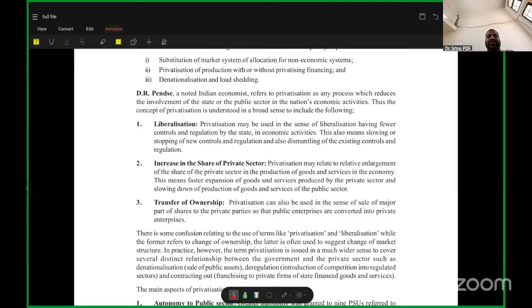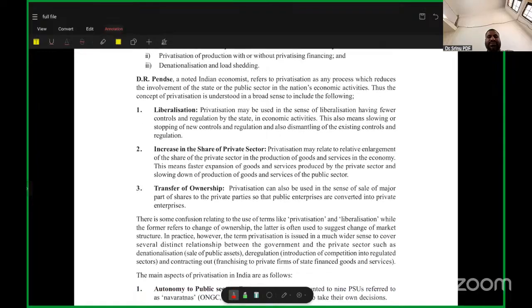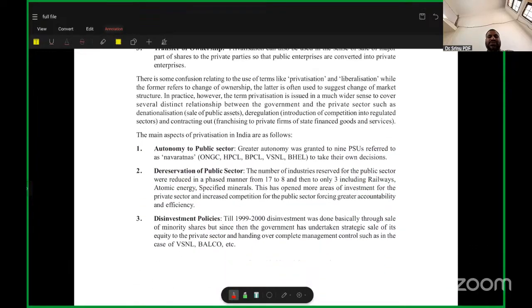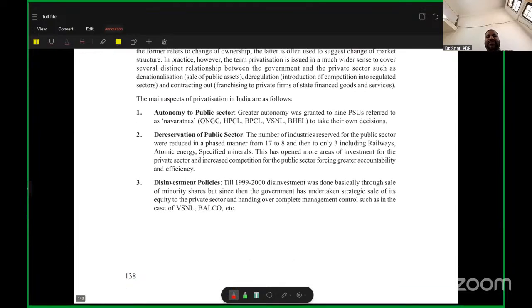The concept of privatization, understood in the broad sense, includes liberalization, an increase in the share of the private sector, and transfer of ownership. The main aspect of privatization in India is autonomy to the public sector. Greater autonomy was granted to 9 public sector units referred to as Navaratnas, such as ONGC, HPCL, BPCL, VSNL, BHEL, to take their own decisions.